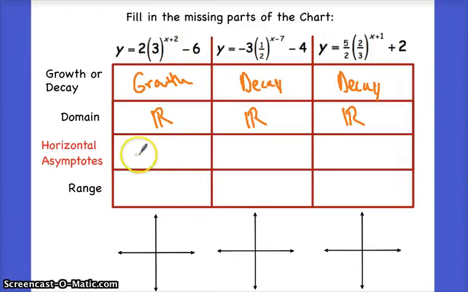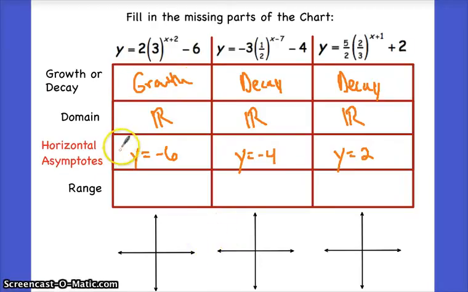So like this -6 is going to move us down 6. So instead of y equals 0, it's going to become y equals -6. This -4 identifies that we'll have a horizontal asymptote at -4, or +2, so up at 2. We are going to move left and right as far as our points are concerned, but we're not going to move up or down, or left or right as far as our horizontal asymptote is concerned.